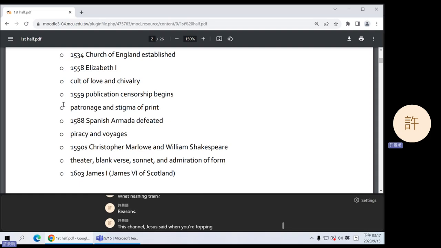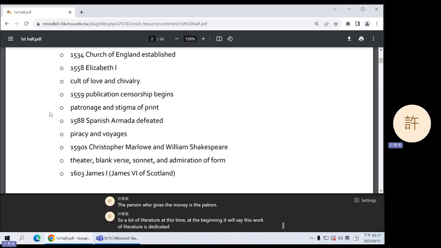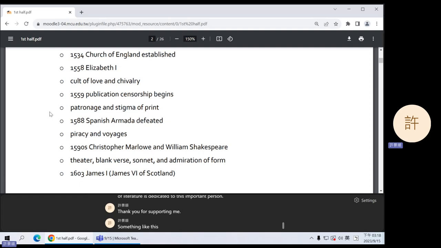有点像是就找一个空位给他，然后给他某一个名义支付他薪水，但实际上是想要继续写文学作品。This system is called patronage. The person who gives the money is the patron. So a lot of literature at this time, at the beginning, it will say this work of literature is dedicated to this important person. Thank you for supporting me, something like this. And in fact, it would go further.